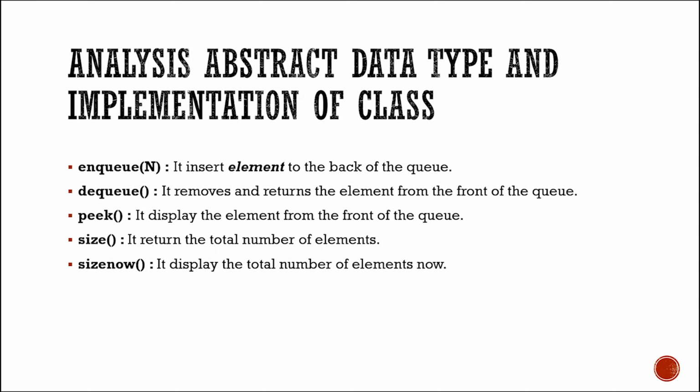Analysis abstract data type and implementation of class. We have many class methods. Enqueue inserts an element to the back of the queue. Dequeue removes and returns the element from the front of the queue. Peek displays the element from the front of the queue. And we have size, it returns the total number of elements. And last, we have size now, it displays the total number of elements.